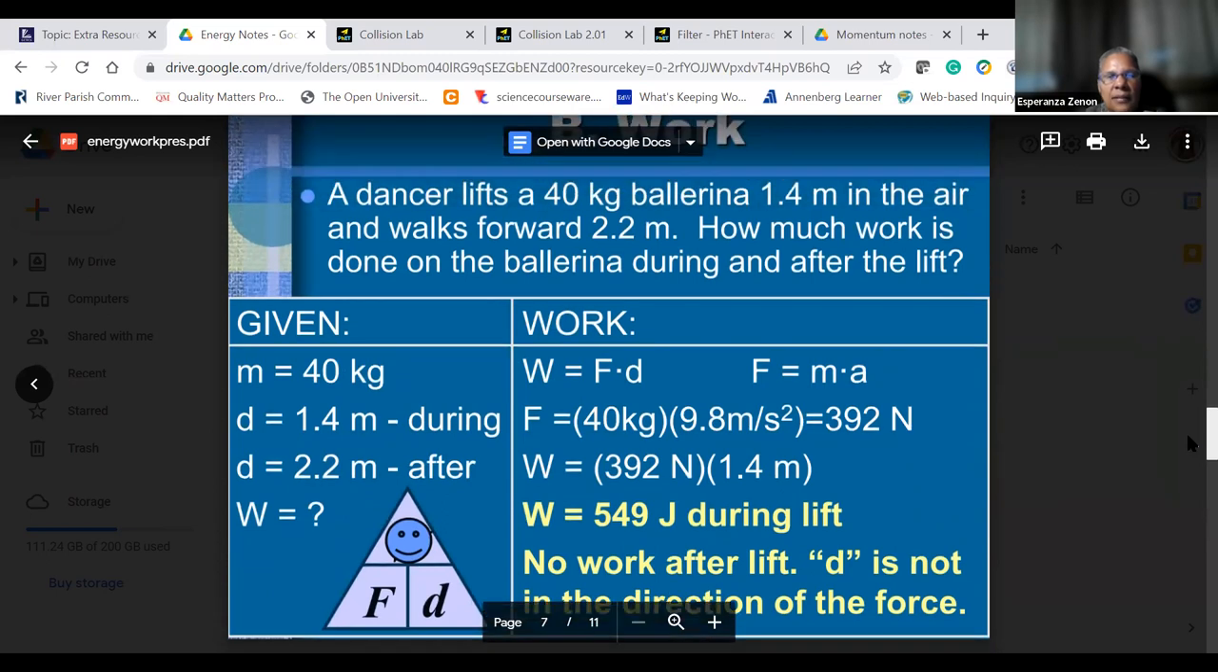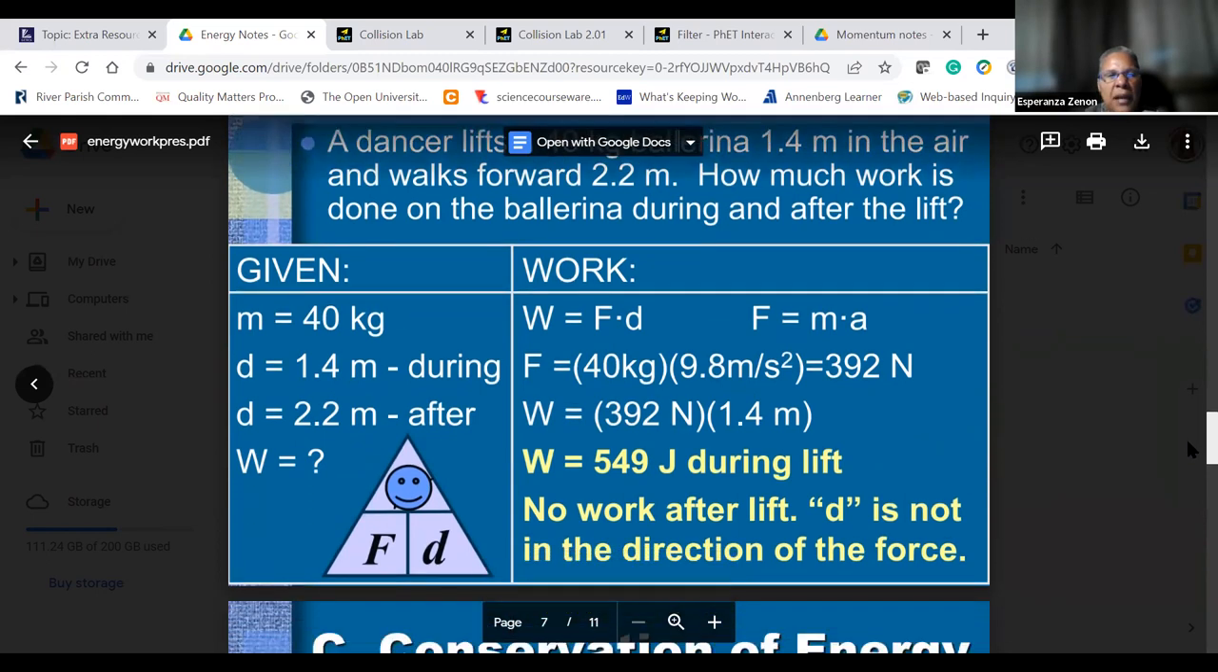A dancer lifts a 40 kilogram ballerina 1.4 meters in the air and walks forward 2.2 meters. How much work is done on the ballerina during and after the lift? Well, to lift up the ballerina, you have to support the ballerina's weight, but be careful here. The common mistake is to say the ballerina's weight is 40 kilograms. That is incorrect. Kilograms is mass. To get the ballerina's weight, we have to take the ballerina's mass times gravity.